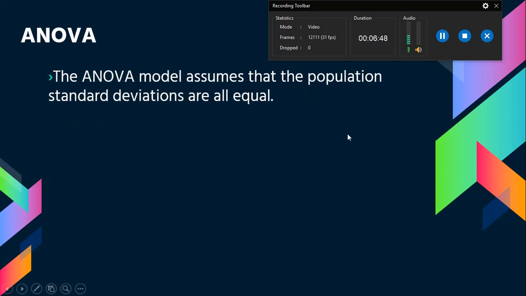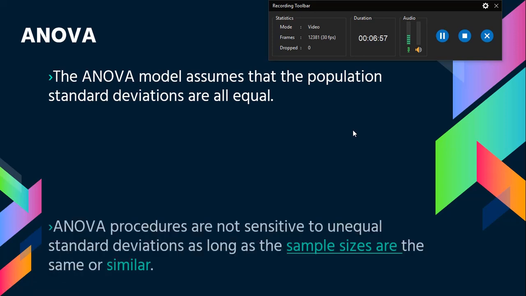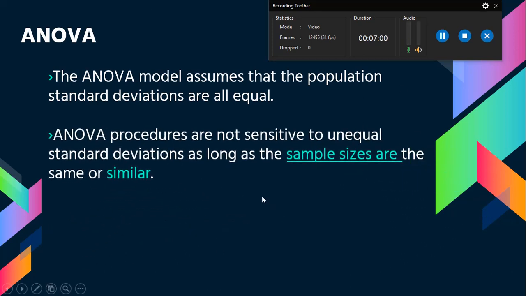So we said that the ANOVA model assumes that the population standard deviations are all equal. In fact, they're not going to be equal. Most of the time, they're going to be close. If the standard deviations are not exactly equal, the ANOVA procedure is not sensitive to that. The sample sizes then should be the same or similar. So if the sample sizes are extremely different and the standard deviations are very different, then this is not a procedure we want to use.